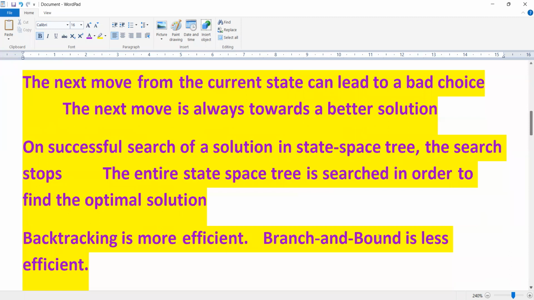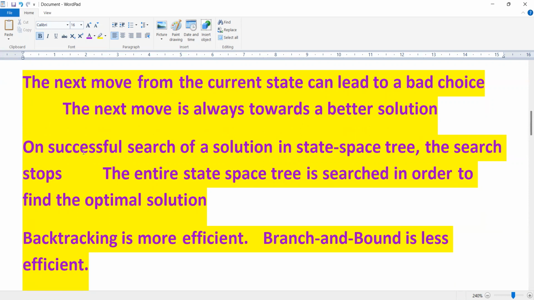Next difference: the next move from the current state can lead to a bad choice in backtracking, and in branch and bound, the next move is always towards a better solution.